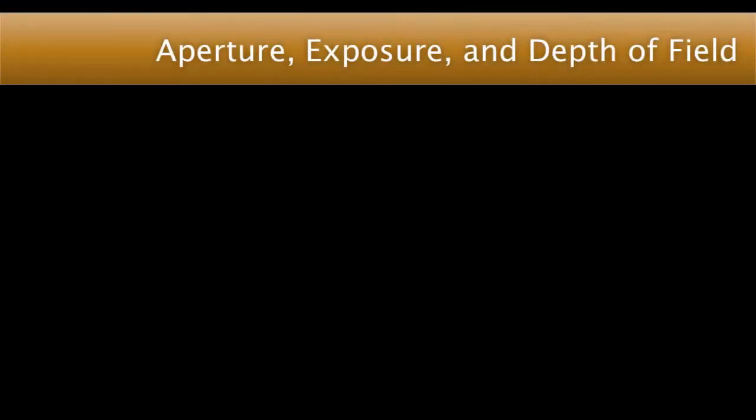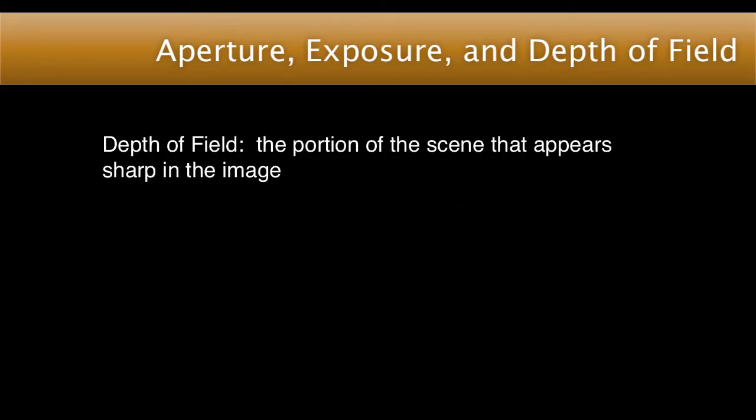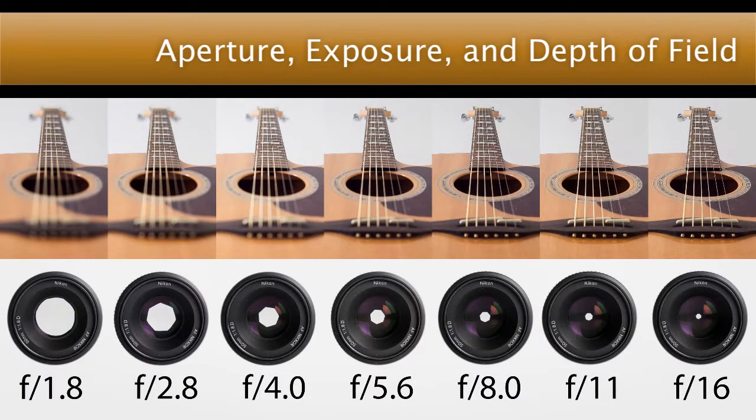An aperture is a hole or an opening through which light travels. The aperture setting on your camera affects two things. It affects depth of field and exposure. The depth of field is the portion of a scene that appears sharp in the image. The aperture is used to control the amount of depth of field recorded.